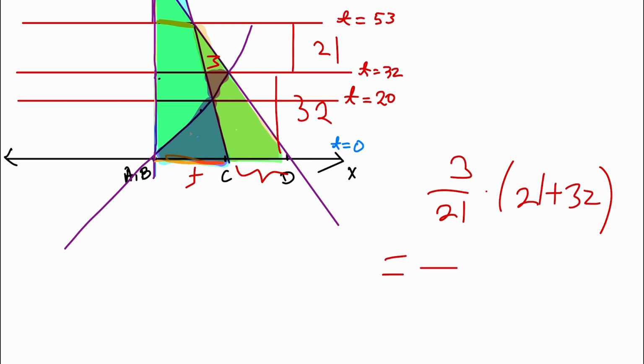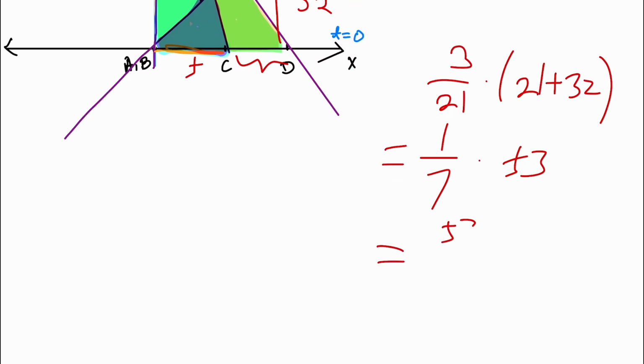Well, we can do that. We can simplify that as 1/7 times 53. So that is 53 over 7.